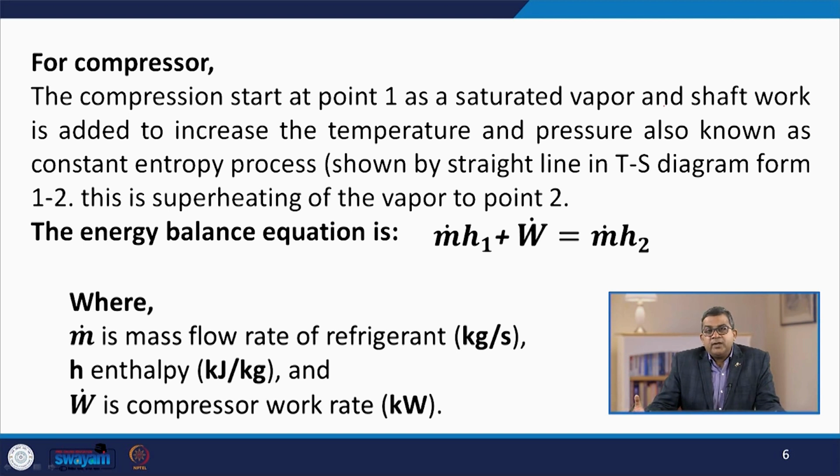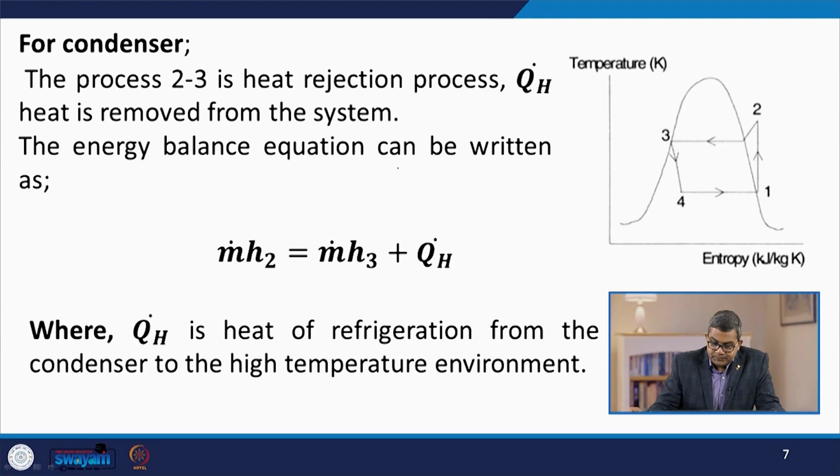At this juncture we need to write the energy balance equation, and that is mH1 plus W is equal to mH2. Where m is the mass flow rate of the refrigerant, usually with the unit of kilogram per second, and H is the enthalpy with the unit of kilojoule per kilogram, and W is the compressor work rate, represented in kilowatt.